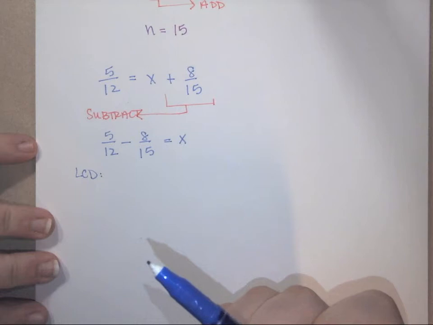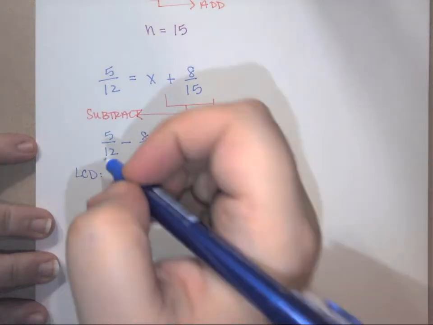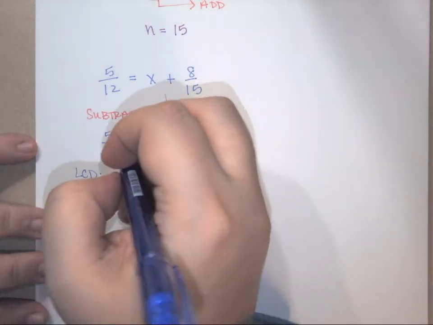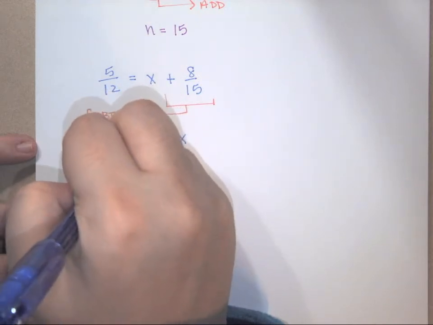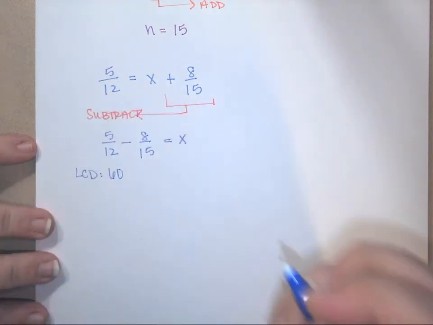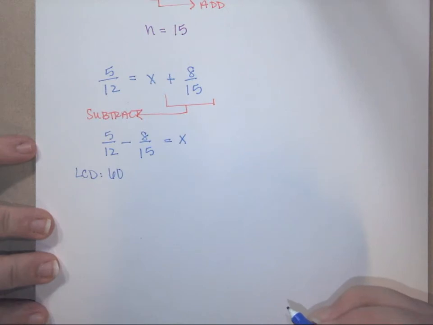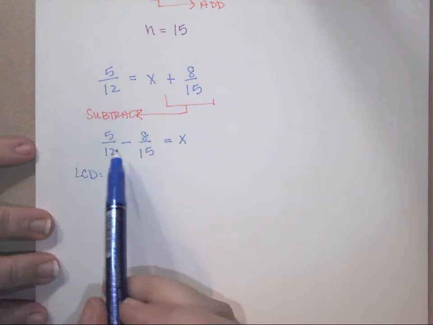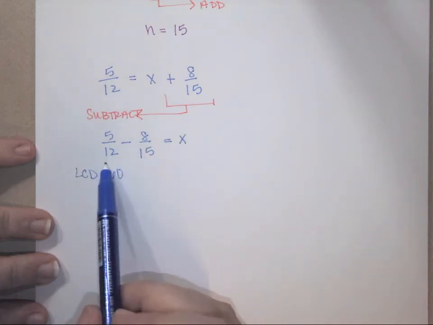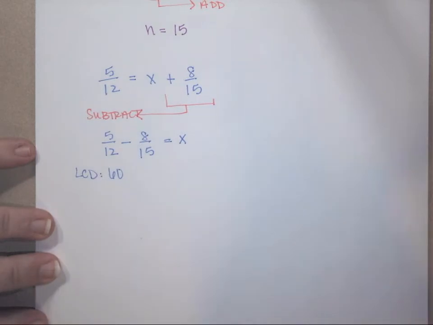There's nothing else I have to do, but I do have to simplify my fractions. So in this case, one of the things I want to look for is that least common denominator value. Between 12 and 15, my least common is going to be 60. However, one thing you can do is just simply identify the common denominator.